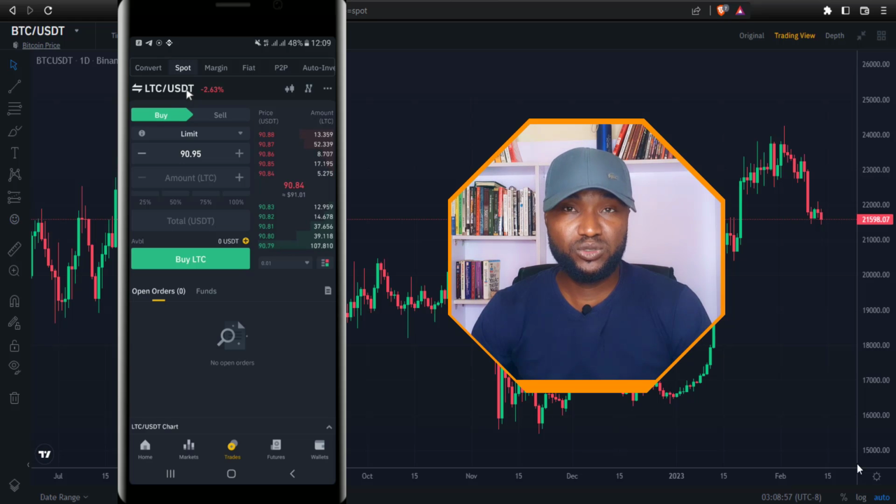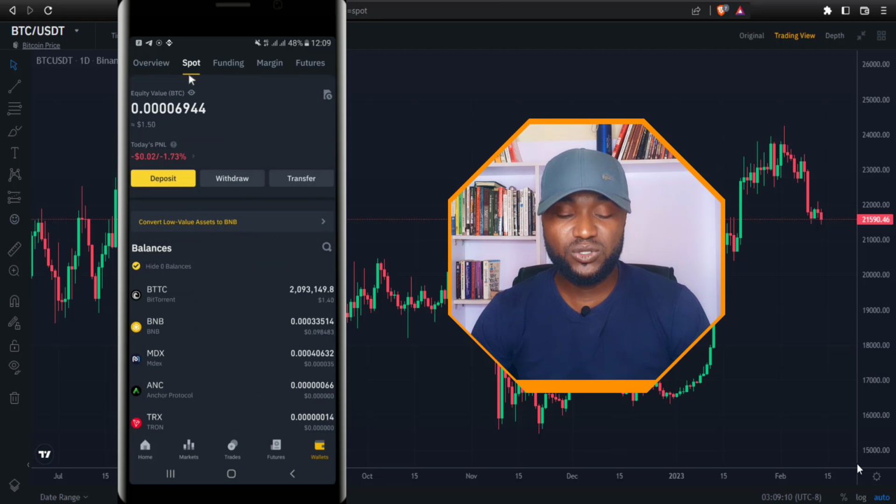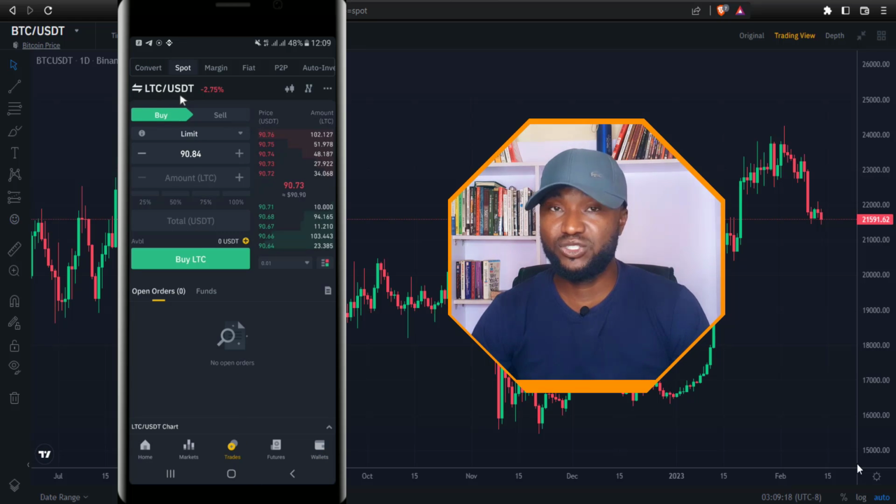Most people use USDT or BUSD as the stable coins they want to use to buy any cryptocurrency. And if you want to bring your USDT, you must make sure that if you come to wallets, you find it under spot. It must be under your spot wallet before you can trade on the spot trading platform with it. So if I go back to the spot trading platform, assuming I have 50 USDT and I want to buy Litecoin with that 50 USDT, all I have to do is make sure that I have it as LTC/USDT. The USDT, the one on your right hand side, is the stable coin you have.